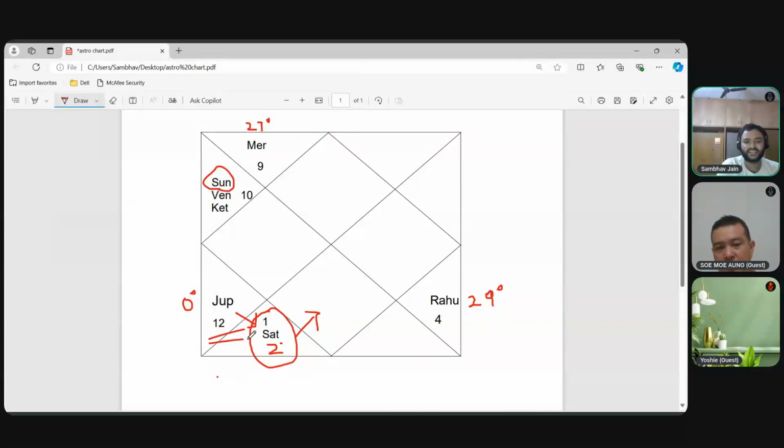Here Saturn is carrying the energy of Sun. Here also Jupiter is going to see Sun. Here also Saturn is going to see Sun. So native has a chance to get a government job.